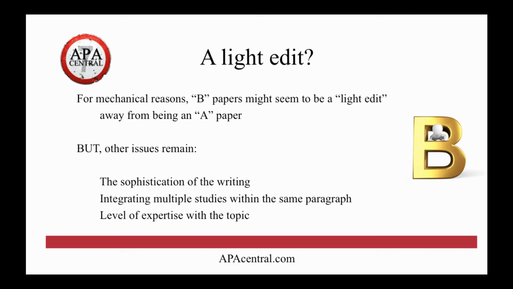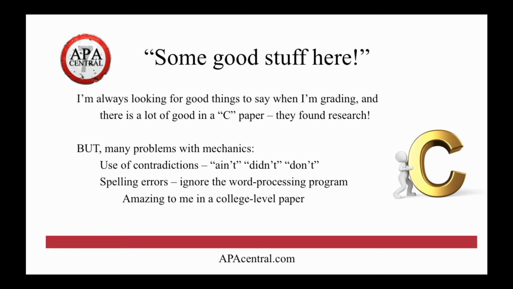Is it just a light edit away from being an A paper? For mechanical reasons, it might seem that way. But there are other issues that remain in a B paper. So, for example, the sophistication of the writing, their ability to integrate multiple studies or sources within the same paragraph, and really their level of expertise with the topic. It all comes out in a B paper.